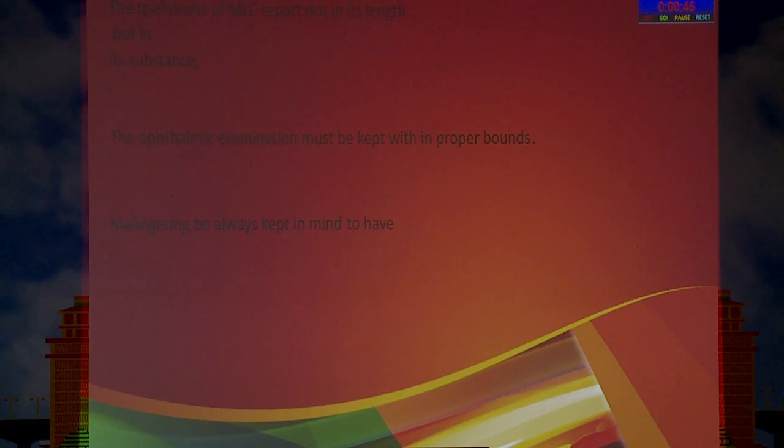And the ophthalmologist has to give proper records, and always have malingering in mind whenever you document, because malingering is always towards monetary compensation. So meticulous record is an important thing, and standard protocol should be taken care of.